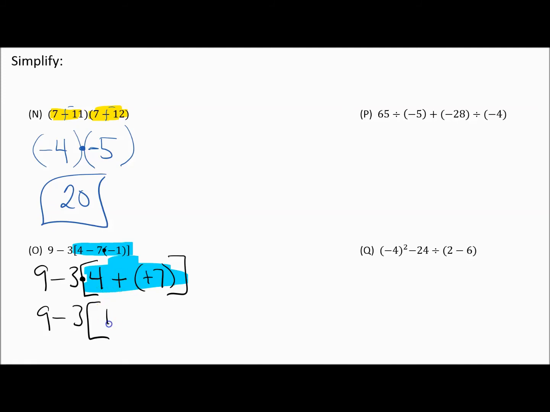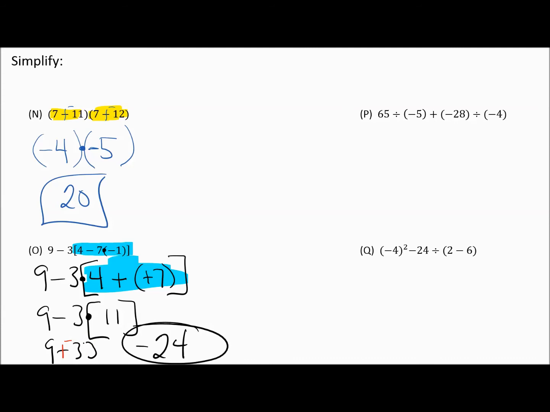4 plus 7 is 11. Okay, and like we said, we have to multiply this before we can subtract. So this is 9 minus 33. And that's a keep change. So I keep the 9, I change subtraction to addition, I make that 33 negative. And then 33 minus 9 gives me 24. But since the bigger of those two numbers was negative, I get negative 24.